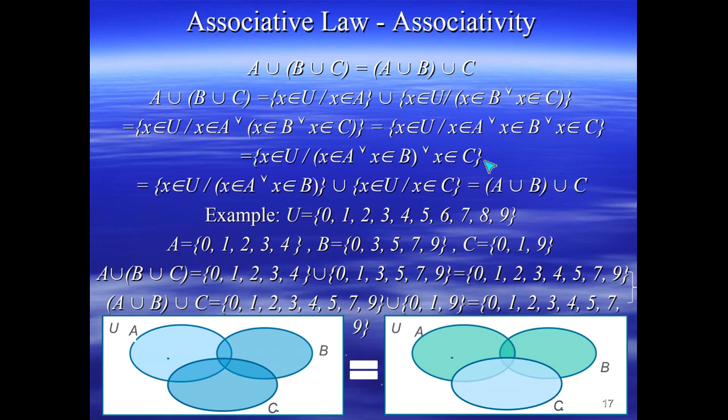Then we come to the associative law, associativity. What is it? It is the rule of grouping. If we have more than two operations, three, four or more operations, we can group them if the operation obeys the associative law, if it has the property of associativity. For instance, A union B union C. I can make it first B union C and then unite that with A.